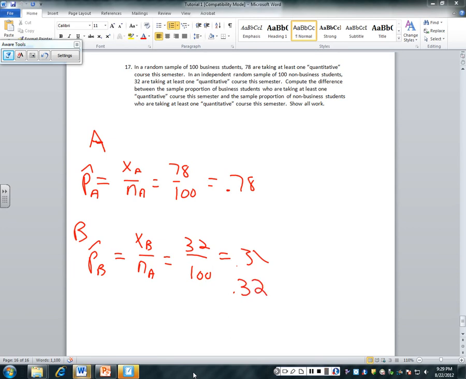And so we want to know, our statistic is the difference between the two sample proportions, and that's equal to 0.78 minus 0.32, and that is equal to 0.46. So this one, we're talking about the difference between proportions. Get the sample proportion for group A, get the sample proportion for group B, then find the difference. That will be the difference between the two sample proportions.